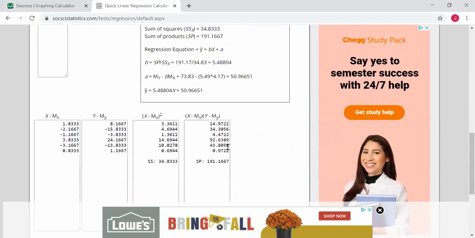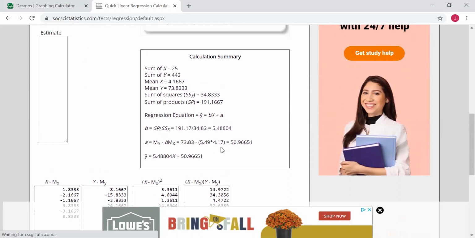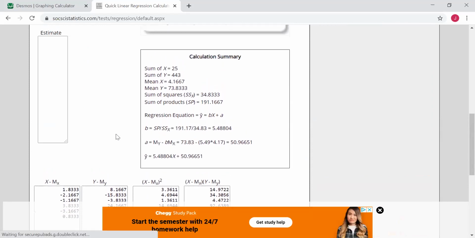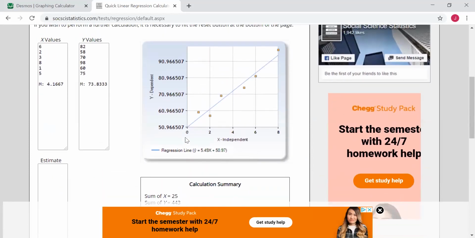These are all the intermediate calculations that had to be performed. You can see why I'm glossing over that, because I just don't think it's worth getting into that level of detail. It looks like this one doesn't give you the R value automatically, but you remember we already calculated it, and we already determined that it was a strong enough R value. And now here is the linear regression equation.